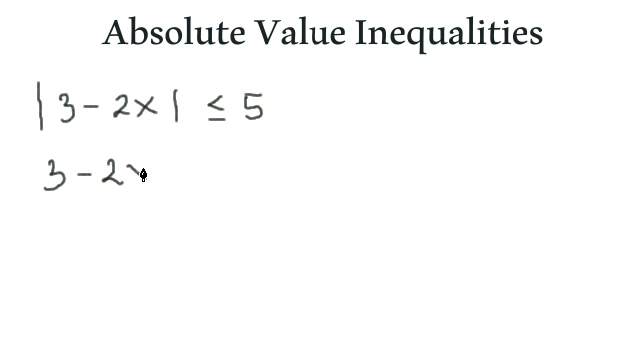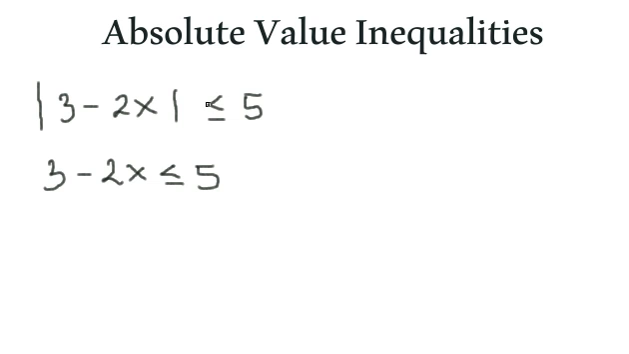This next one here will be a little bit different. We have the absolute value of 3 minus 2x, and we're going to say that that's going to be less than or equal to 5. So we go through the same old procedures. Just drop that absolute value sign and rewrite.